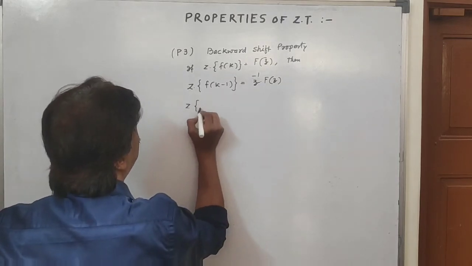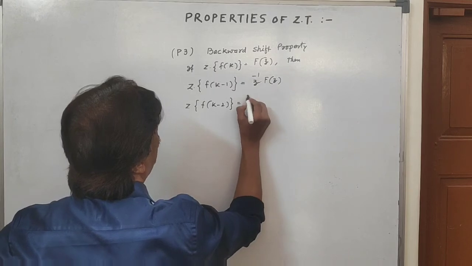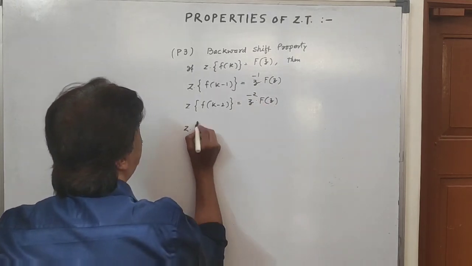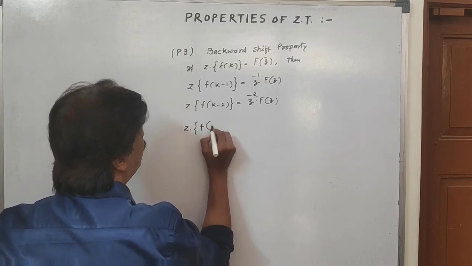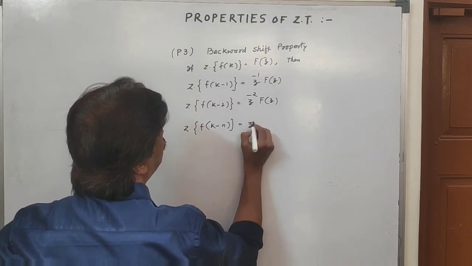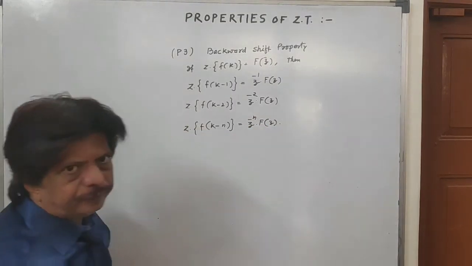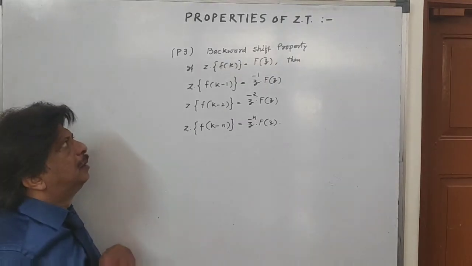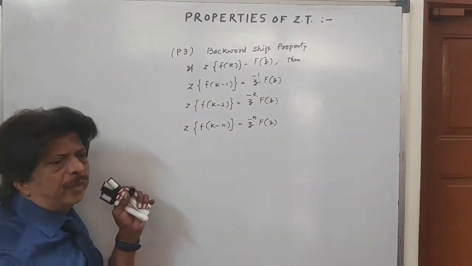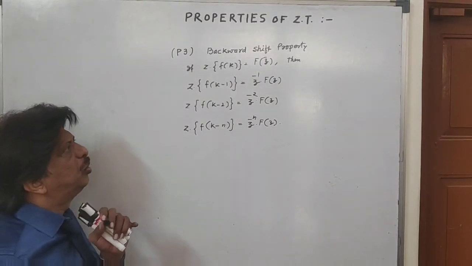Z transform of f of k minus 2 would be equal to z raised to power minus 2 into f of z. In general, Z transform of f of k minus n would be equal to z raised to power minus n into f of z. Again, this is very easy to establish as we have proved the first property, forward shift. This is very easy to prove.